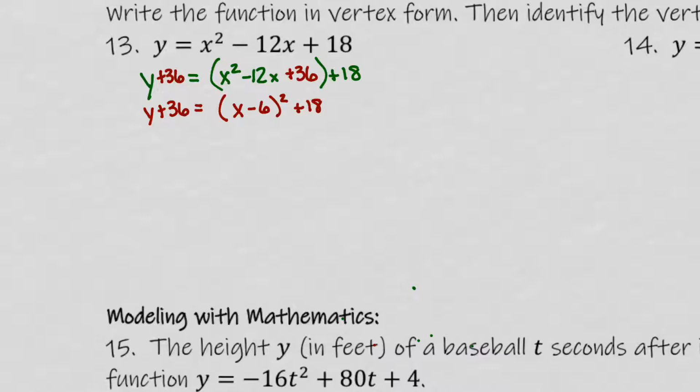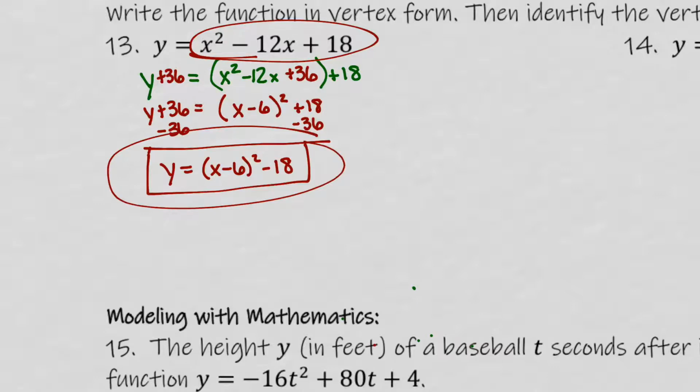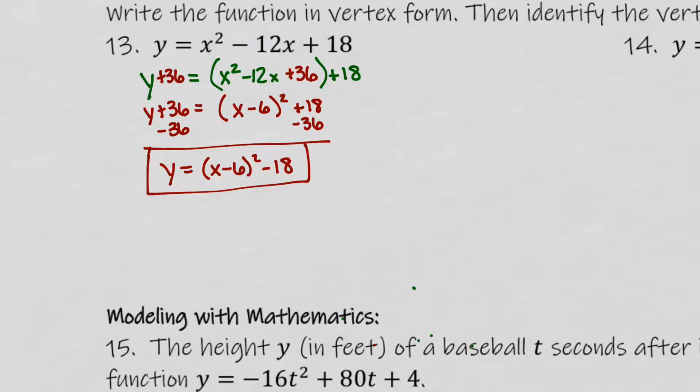Then I need to get y by itself. That's our equation. So I subtract 36 from both sides, and I get y equals x minus 6 squared minus 18. 18 minus 36 is negative 18. Here's my equation in vertex form. This equation and this equation will give you the exact same parabola. All right, so we wrote the function in vertex form.